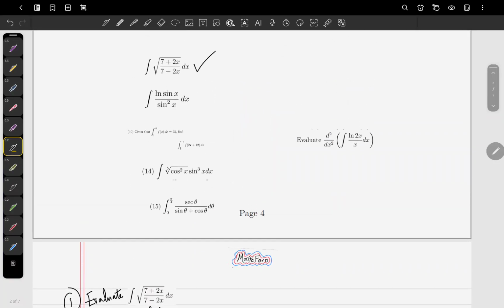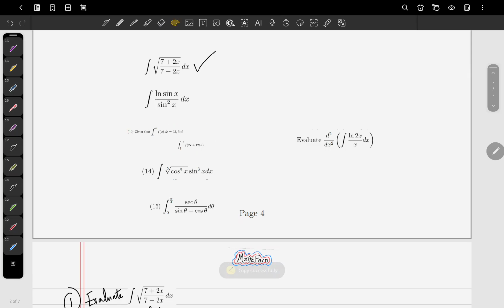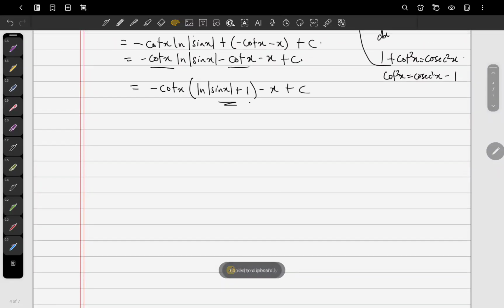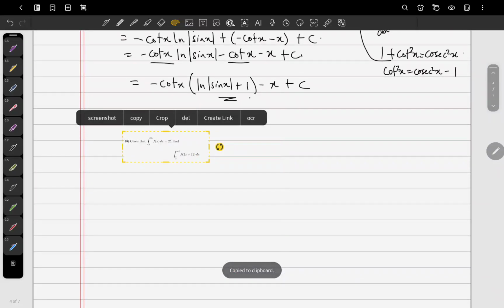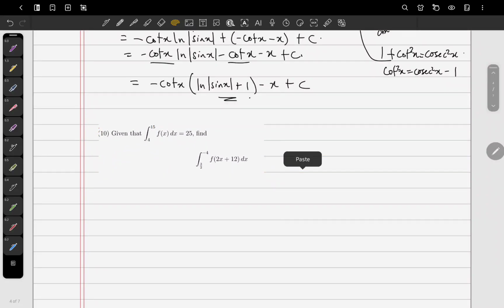The third one on the list, my favorite of this whole stuff. So let's call this number 3. In this particular one, you're given a definite integral. The integral of f of x from 4 to 15 is equal to 25, and we are told to find the integral of this.